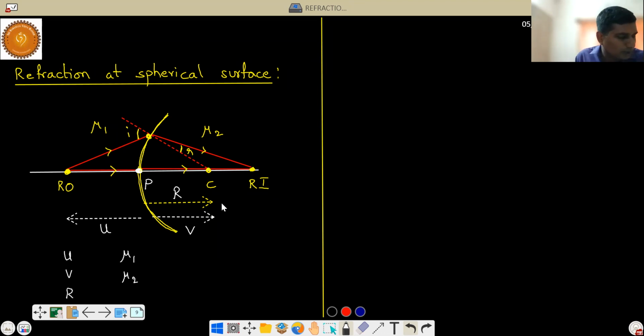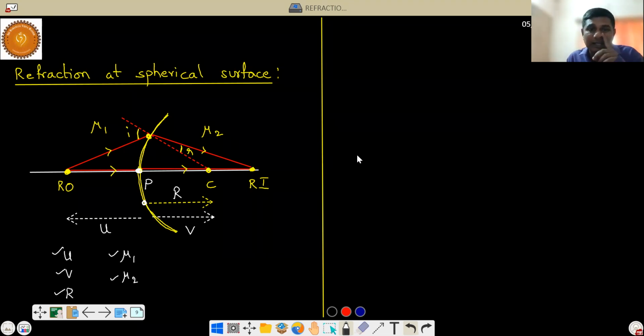Now there is one formula relating these terms: U, V, R, mu1 and mu2. U is the object distance, V is the image distance, R is the radius of curvature measured from the pole to the center of curvature, mu1 is the refractive index of the first medium, and mu2 is the refractive index of the second medium. They'll give us U, R, mu1 and mu2, and ask us to find V. We calculate V using this formula.